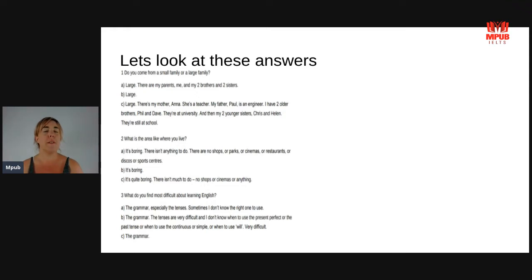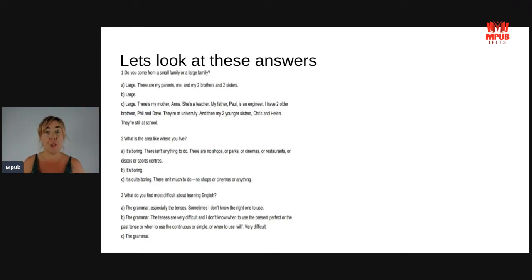So which of those answers do we think is good? B is too short. C is too long. A is perfect. We've answered the question, but we have also given a sentence which shows the examiner you can use your English. If you just say large, the examiner does not know if you can speak in sentences. So try not to use one-word answers, okay?